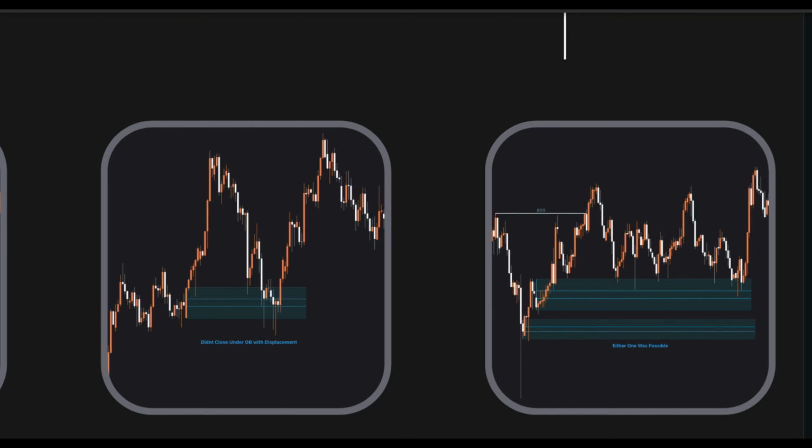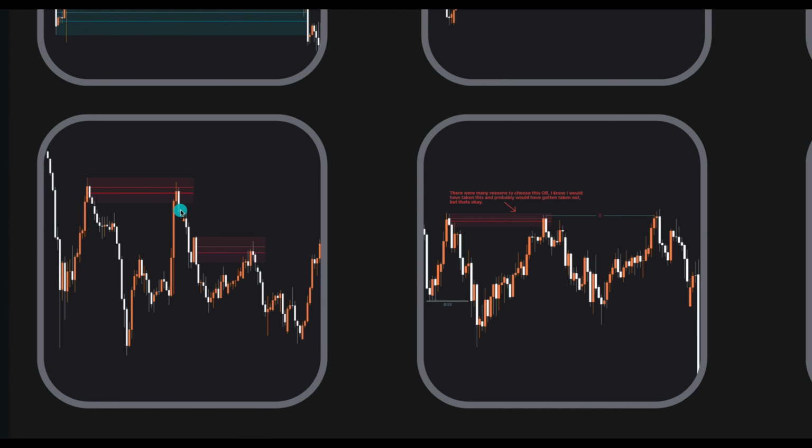I mark up sometimes more than two, and I'm trying to see, okay, what will price do in one of these? Either one is possible. Price could have mitigated this one and come down into this one, right? Either one is possible. So when you have something like this, that is where I would recommend not using limit orders, and instead looking for something like a candlestick pattern or another type of entry. Again, I'll go over those different entry methods, but when you have more than one order block marked up, I would hesitate to use a limit order. But again, it's up to you.